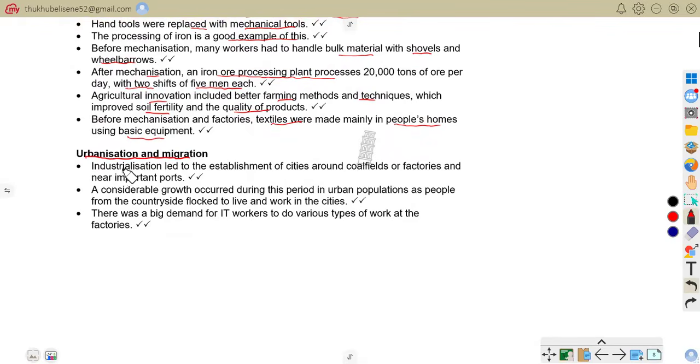So here under urbanization and migration, industrialization led to the establishment of cities around coalfields and factories and near important ports. A considerable growth occurred during this period in urban populations as people from the countryside flocked to live and work in the cities. As we have said, workers from rural areas moved to urban centers for employment in industries like mining as well as manufacturing. There was a big demand for workers to do various types of work at the factories. That is that.